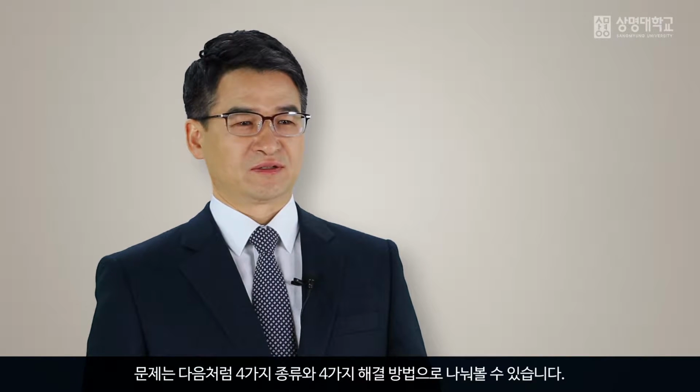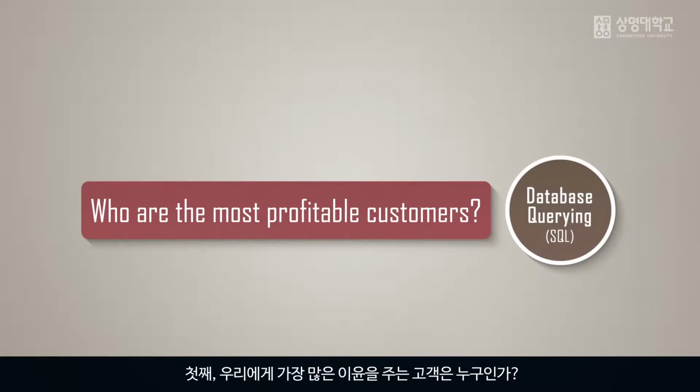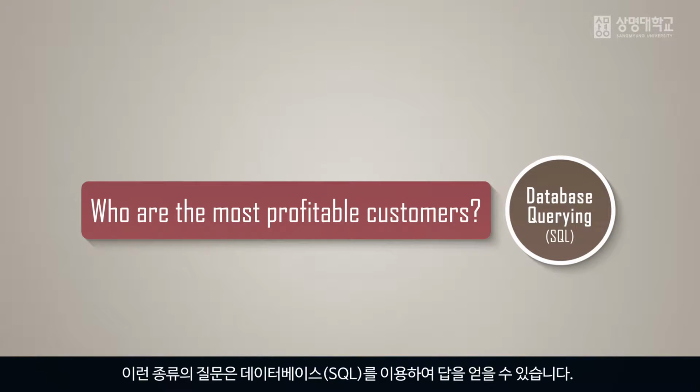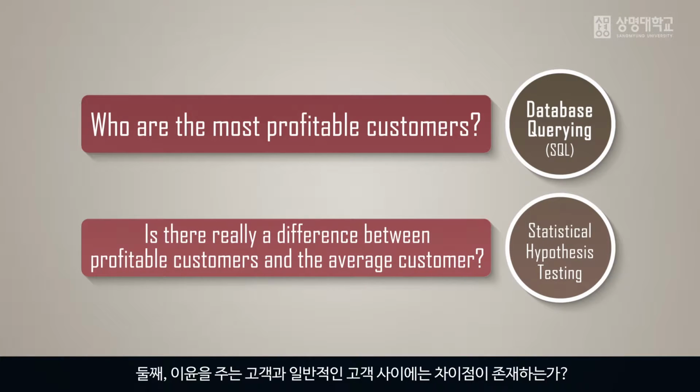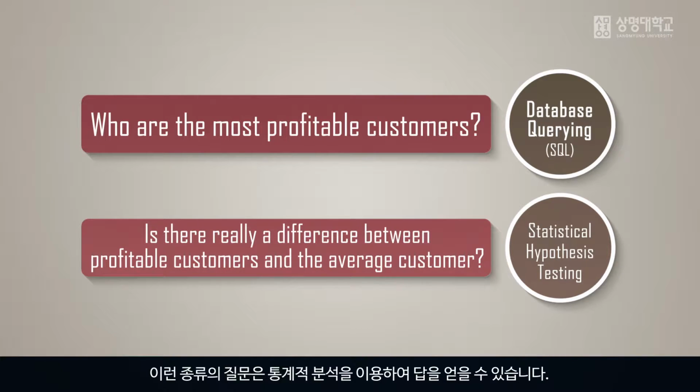Well, you see a lot of text here, and here are 4 approaches with 4 questions. I really want you to understand the difference between these 4 questions and 4 approaches, and I'll explain in detail. The first one is, who are the most profitable customers? Those questions can be answered by database query. And database query uses SQL, which is structured query language, and you can easily find out who the most profitable customers are. The second question is, is there really a difference between profitable customers and average customers? Those questions we can answer using statistical analysis.